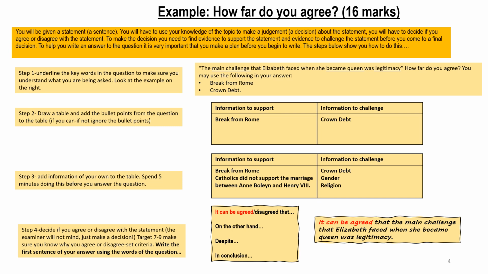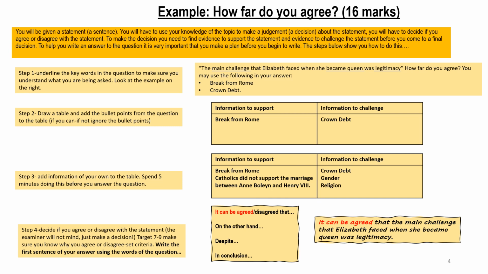Don't panic. Your next job before you attempt to answer this question is to draw yourself a little table in your answer booklet. And your table is going to have 2 columns. The left-hand column is going to be information to support or agree with the statement in the question. And the one on the right is going to be information to challenge or disagree with the statement in the question.